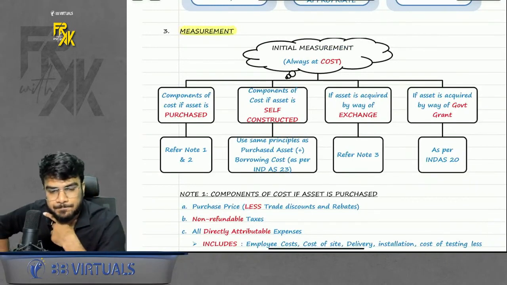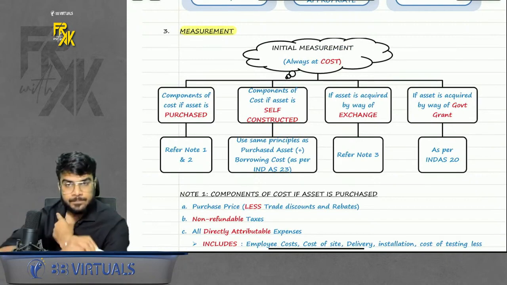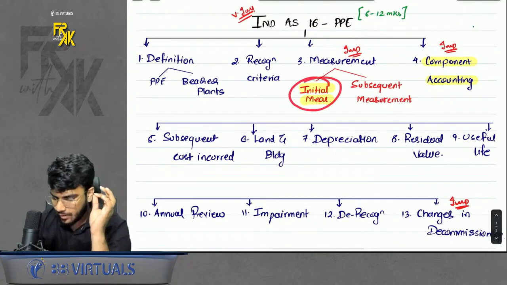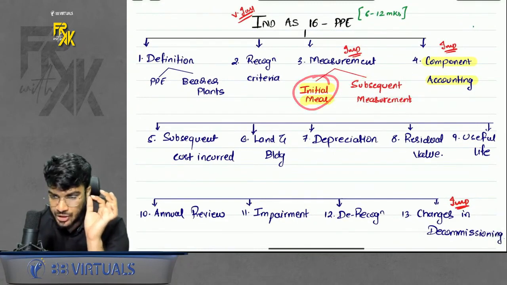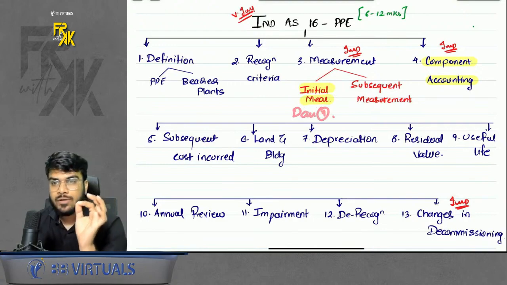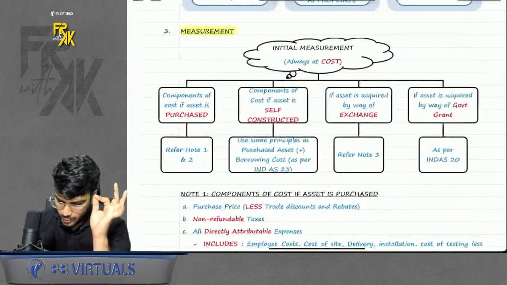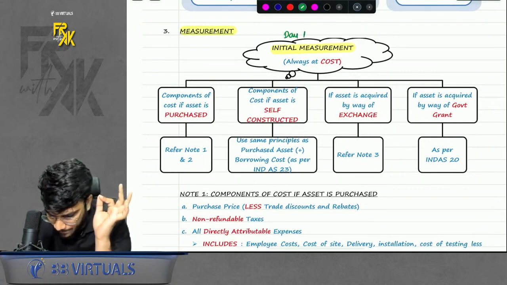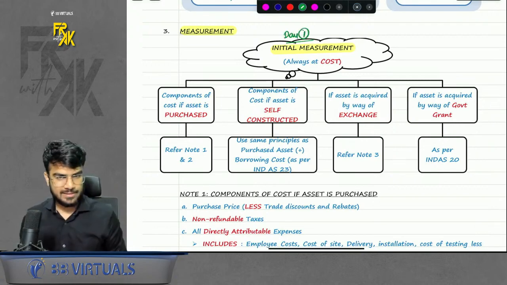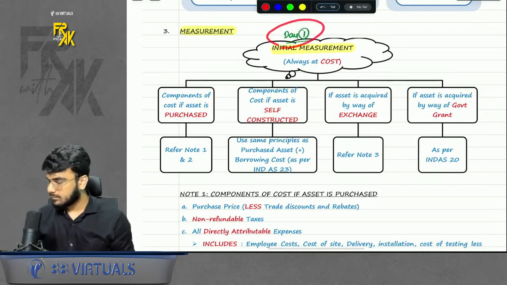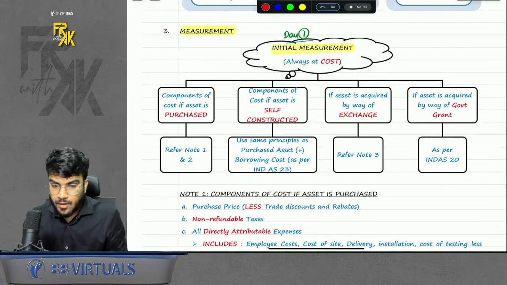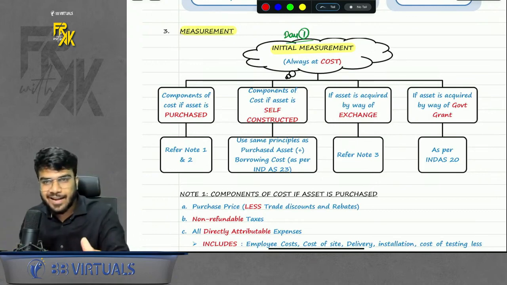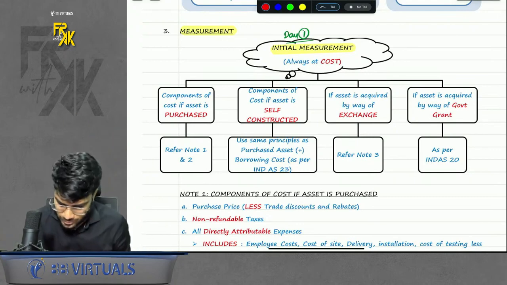The next point is measurement. Now, under measurement, as I already mentioned, we have two aspects. One is initial measurement, one is subsequent measurement. What is the meaning of initial measurement? Initial measurement means on day 1, at what value will you record the PPE on day 1, right? So initial measurement means recording the PPE at what value on day 1. So now again we have to take a pinky promise that on day 1 all PPE will be recorded always at cost. Always at cost.